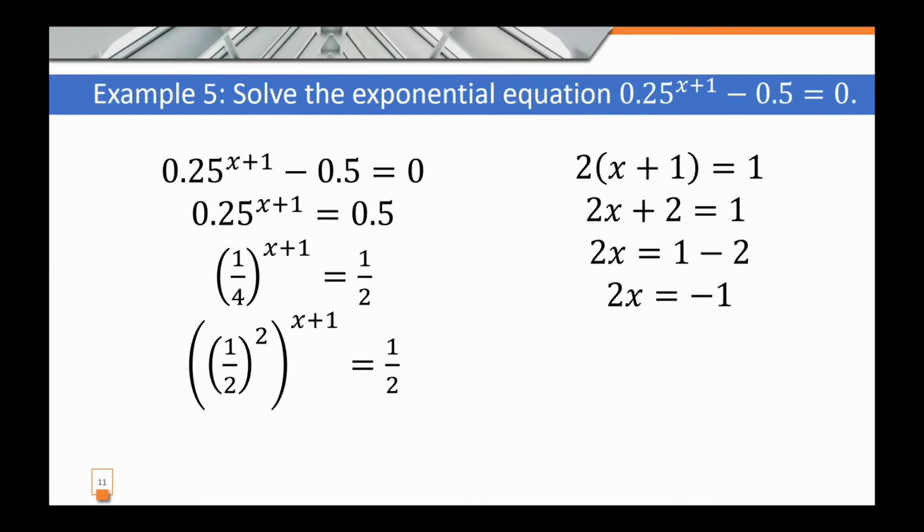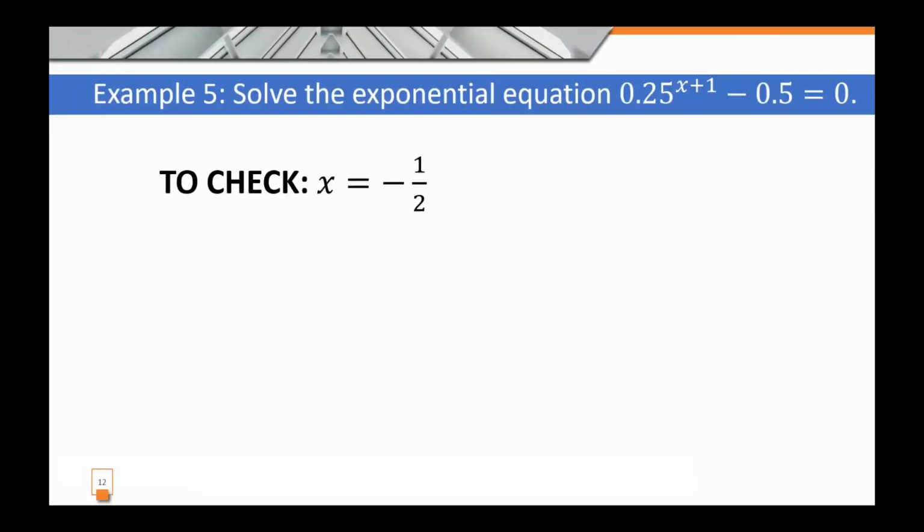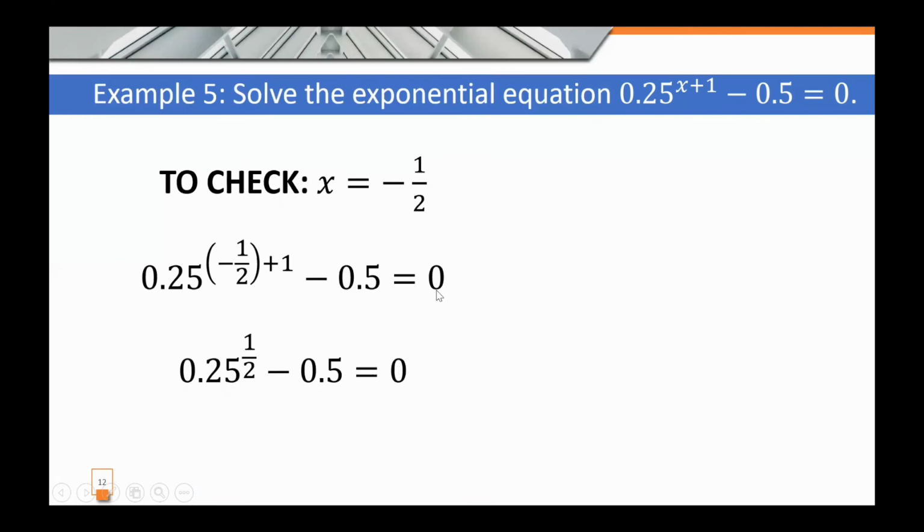For you to solve for x or get the value of x, divide both sides by 2. So our x here is negative 1/2. For you to check whether the value of x is really negative 1/2, you can now substitute it to the given equation. If x is equal to negative 1/2, then we have here 0.25 raised to negative 1/2 plus 1 minus 0.5 equals 0. Negative 1/2 plus 1 in the exponent of the first term, that is 1/2.